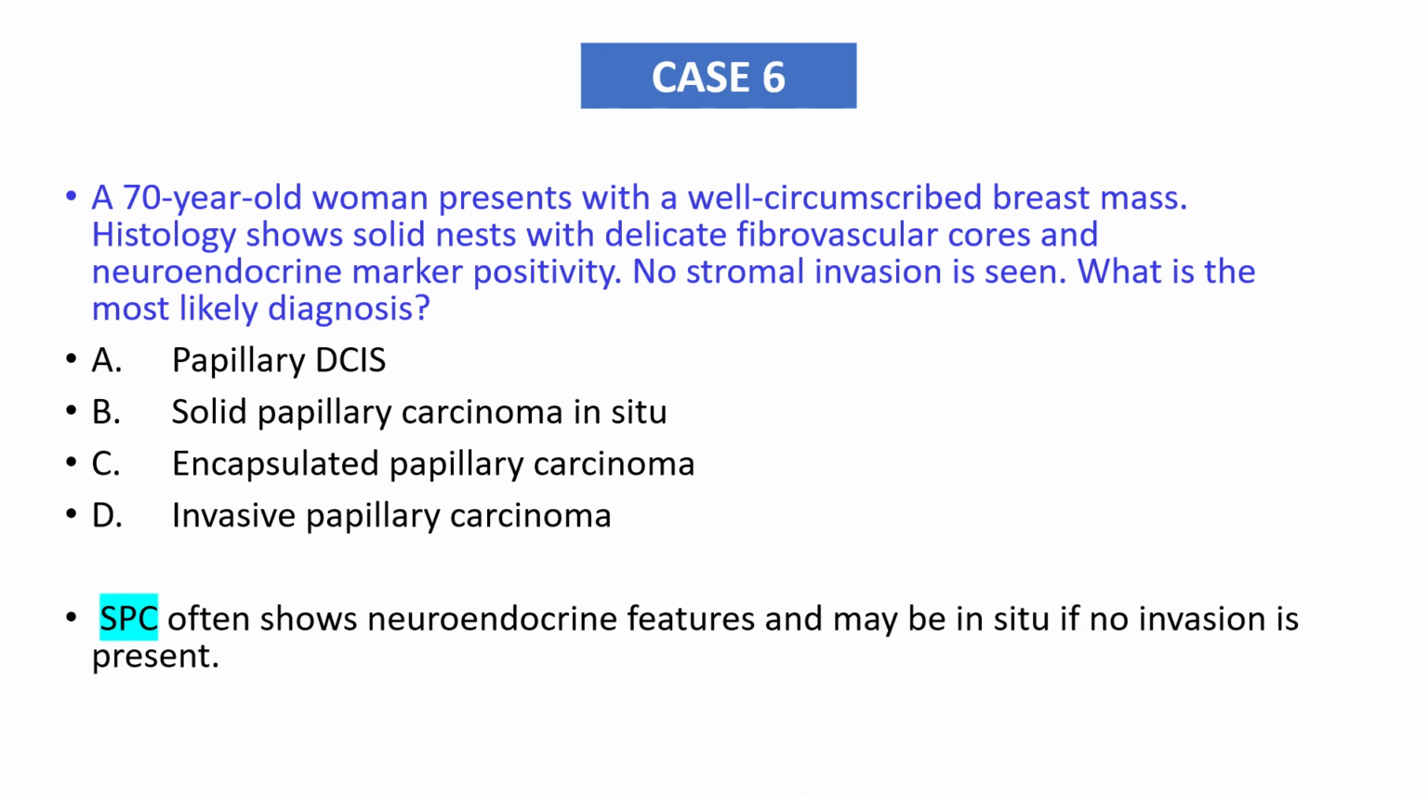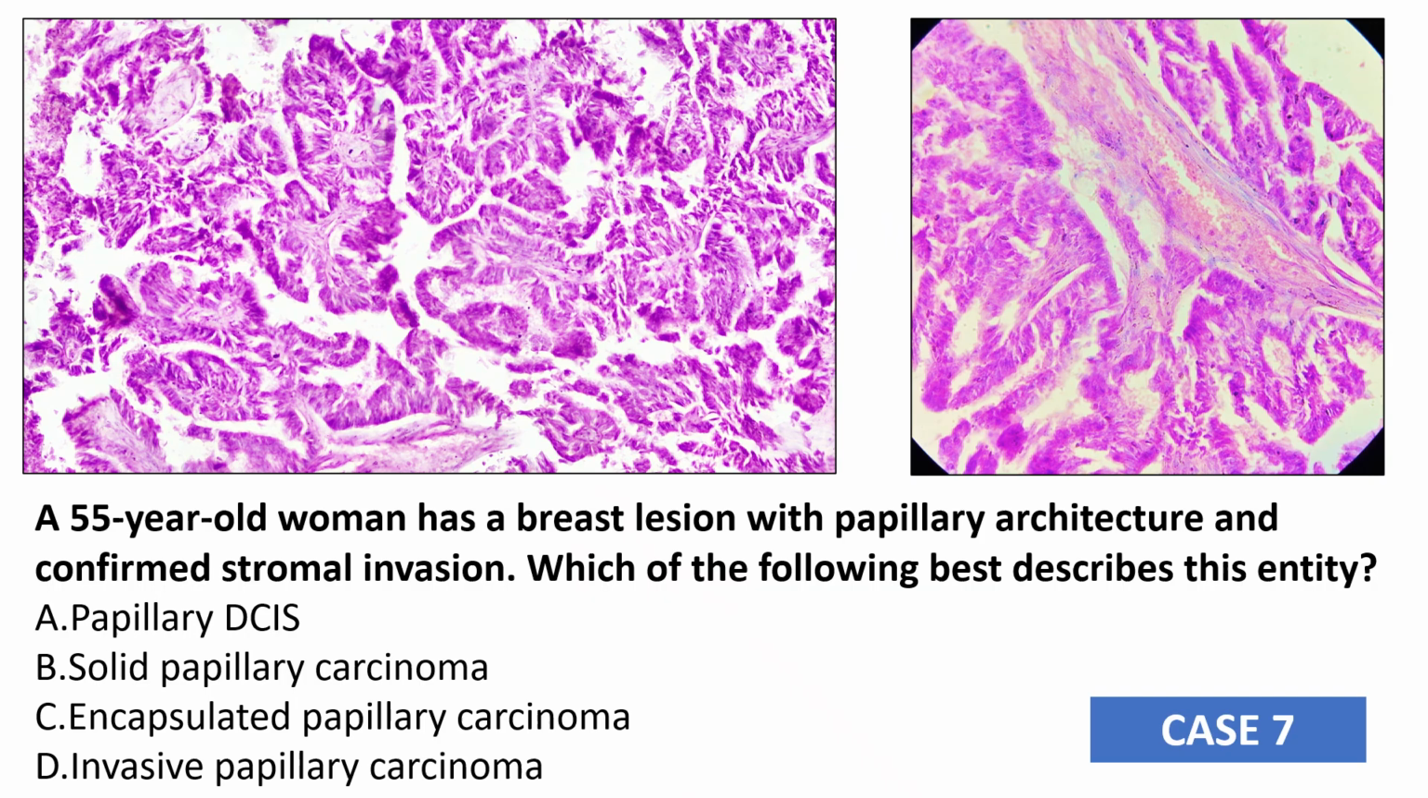Okay. Coming to case 7, a 55-year-old woman has a breast lesion with papillary architecture and confirmed stromal invasion. Which of the following best describes this entity? So it is elderly women with papillary architecture and confirmed stromal invasion. In the question itself, stromal invasion is there. So when you see stromal invasion, what are the two possibilities? It is solid papillary or invasive papillary.